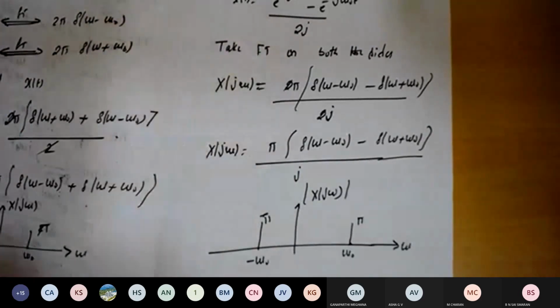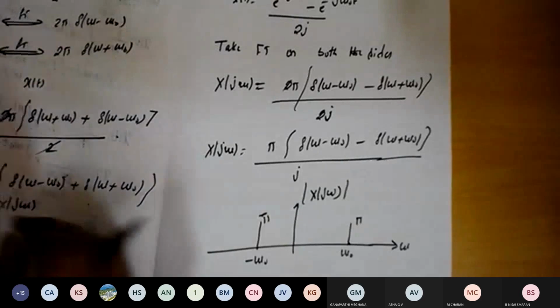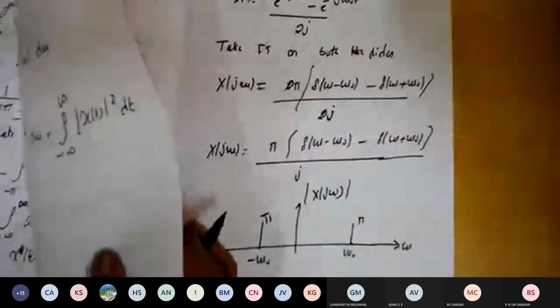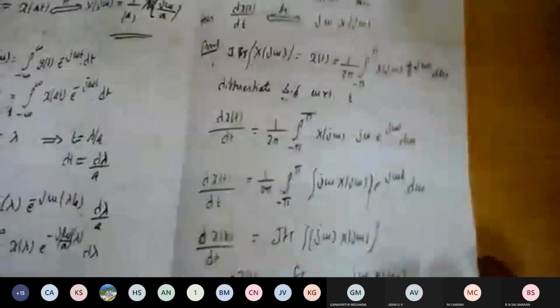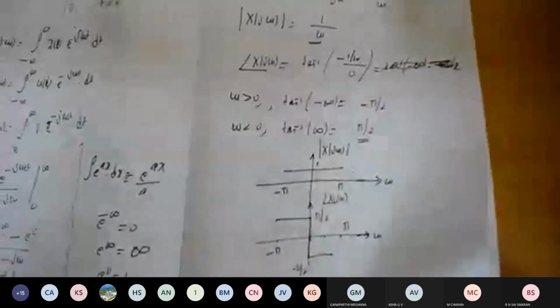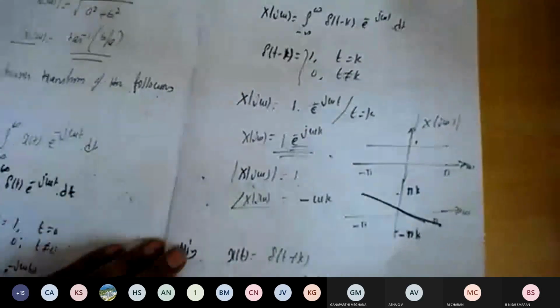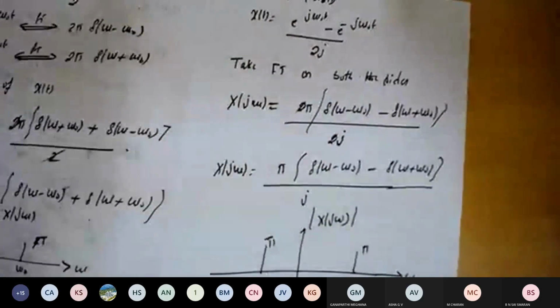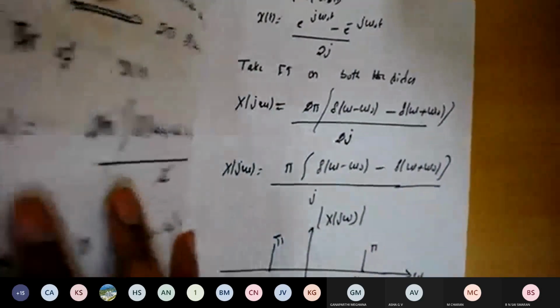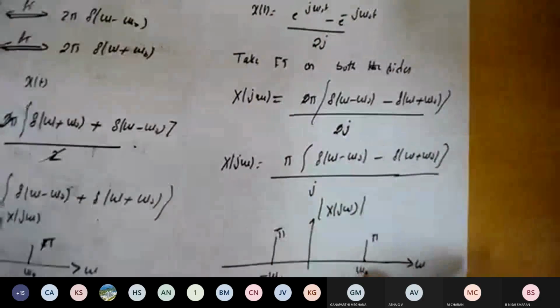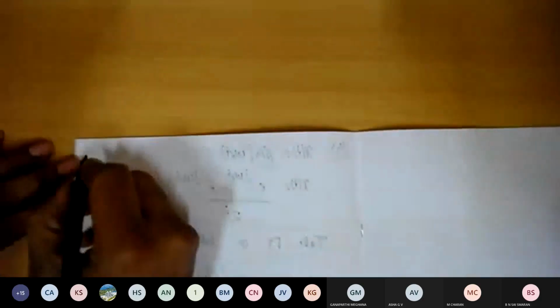Now we'll go for the next problem. So I think already we are done with x of t is equal to delta of t. Whether we are done, x of t is equal to u of t, we are done. Okay, so x of t is equal to delta of t, delta of t minus t naught, we are done. So let us take the next problem, problem number 5.